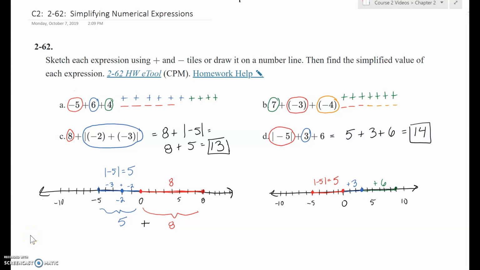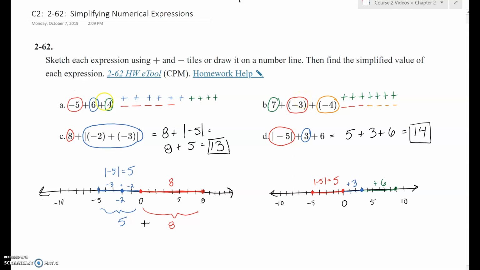This problem comes from Chapter 2 from the Course 2 book, the 7th grade book, the blue book. This is about simplifying numerical expressions. So no variables, but we do have some absolute values here. We were also doing some terms, so circling terms in class. So I wanted to do that as well, even though it didn't say to do that.